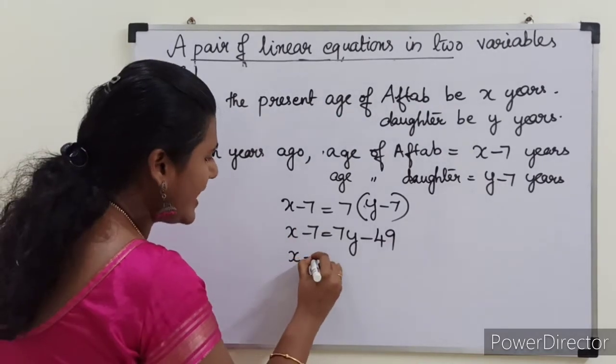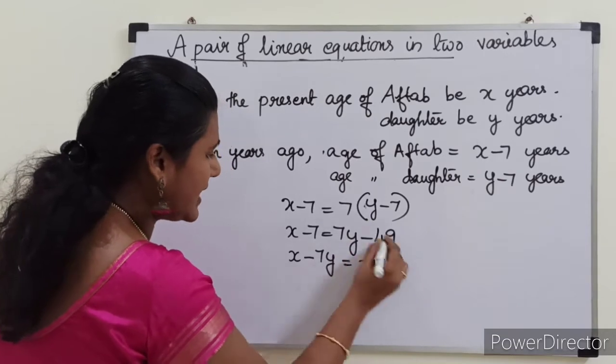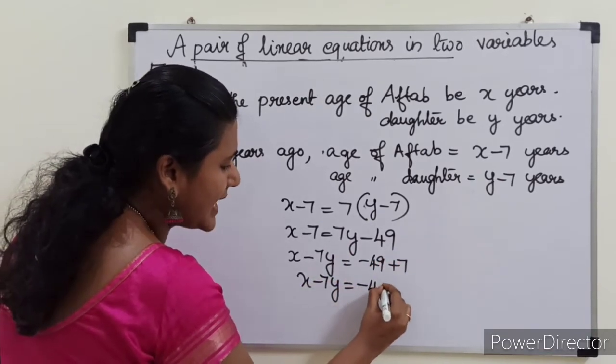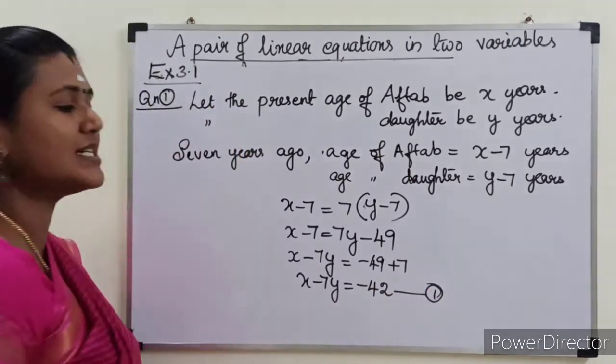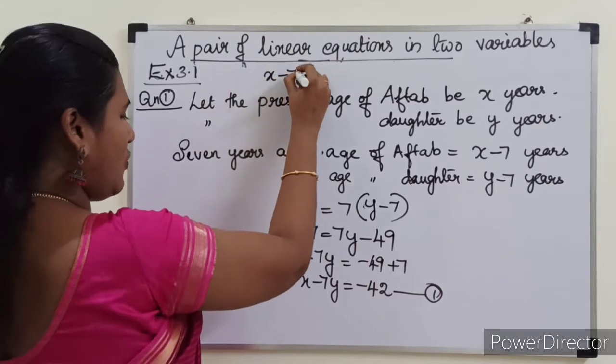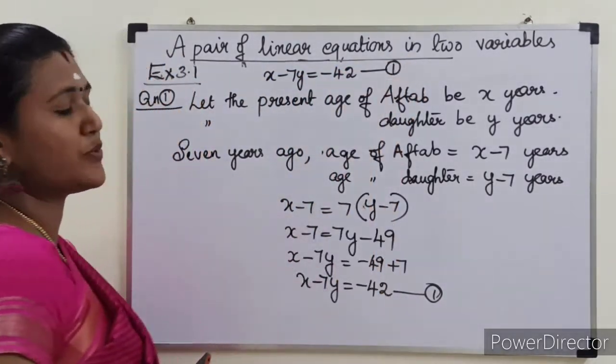When you simplify, x minus 7y is equal to minus 49 plus 7. That is x minus 7y is equal to minus 42. So this is the first equation we have. So we will write here x minus 7y is equal to minus 42. So this is the first equation.